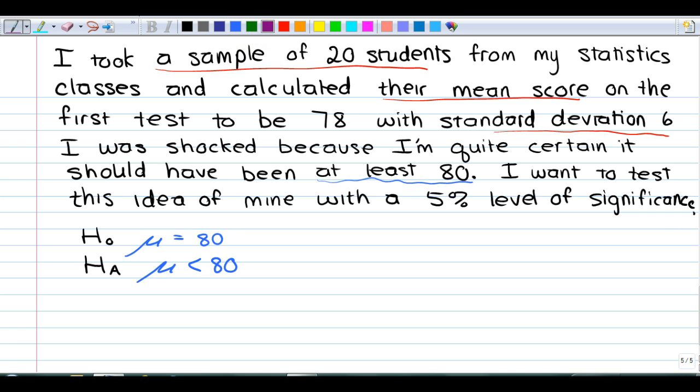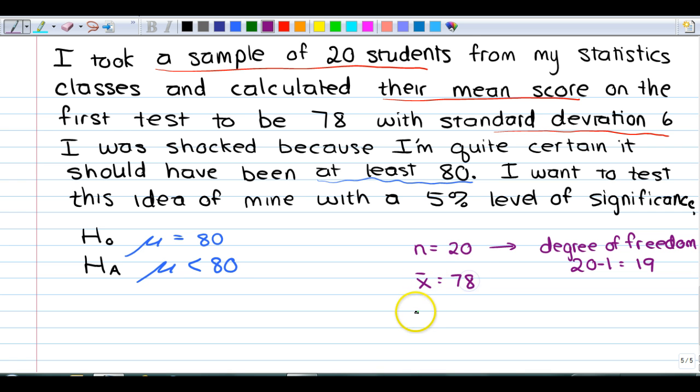What's the information I've got to work with here? I've got a sample size of 20. That means my degree of freedom is 20 minus 1, which is 19. I know X bar is 78. Sample standard deviation is 6. Alpha is 0.05.